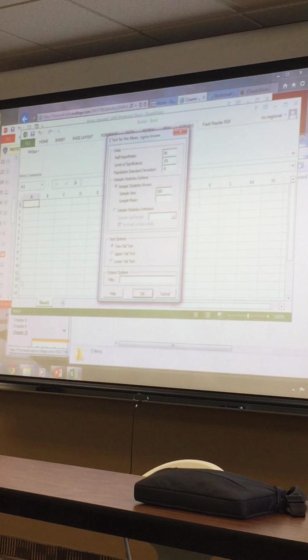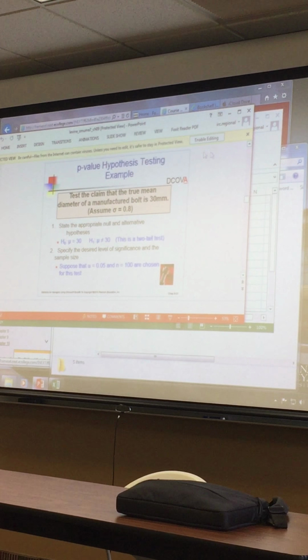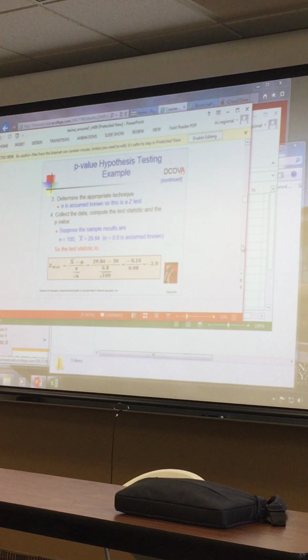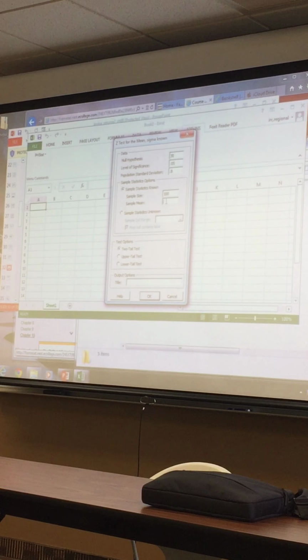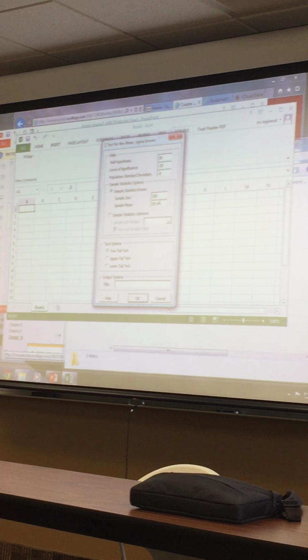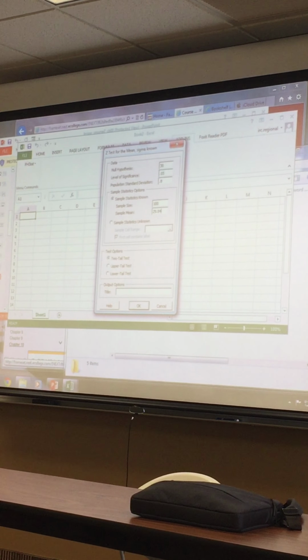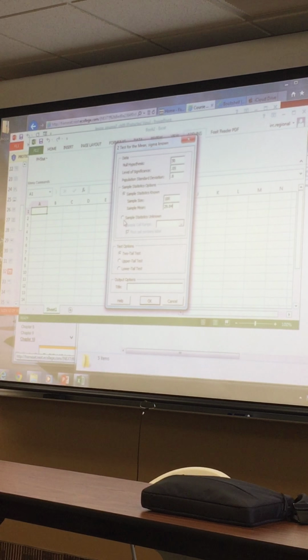And what was the sample mean? It was 29.84. Now, if you don't know some of these sample statistics, you just have data, you just click on here and do the cell range thing. Okay. It'll calculate all this stuff for you.